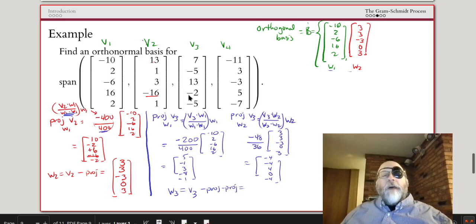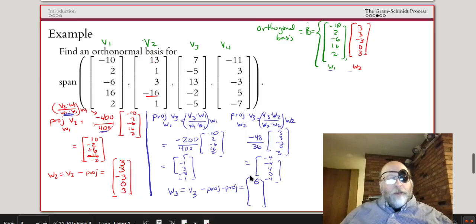So we're going to get 7 minus 5 is 2. 2 minus negative 4 is 6. Negative 5 minus negative 1 is negative 4. Negative 4 minus negative 4 is 0.